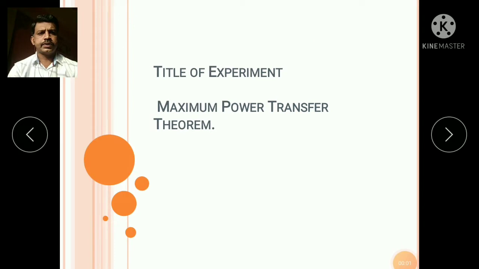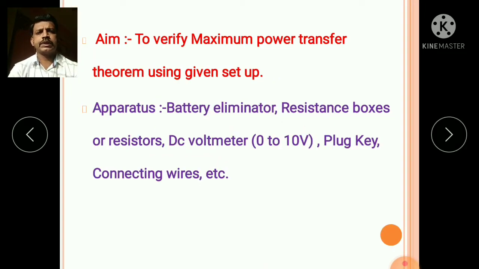Hello friends, now we see the next practical, maximum power transfer theorem. For this theorem, first we see the aim: to verify the maximum power transfer theorem using a given setup. Apparatus: battery eliminator, resistance boxes or resistors, DC voltmeter 0 to 10 volt, plug key, connecting wire, etc.